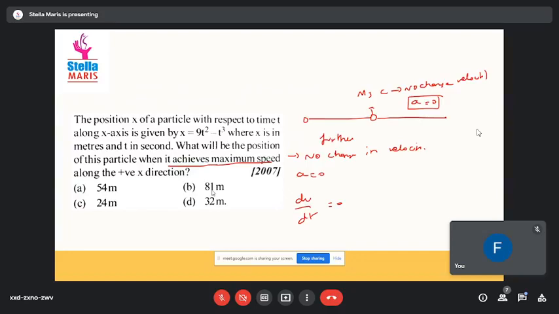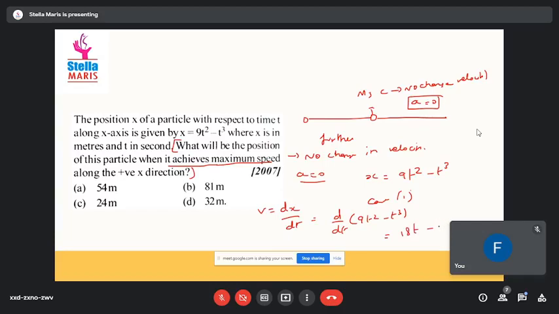Yes, sir. So dv by dt, that is acceleration, is 0. Now you know that acceleration 0 is given indirectly in this question. You know what x is? x is equal to 9t squared minus t cube, displacement as a function of time. So now find out velocity. What is velocity? dx by dt. Very good. So d by dt of 9t squared minus t cube, that is 18t minus 3t squared. It is nothing but velocity, right?